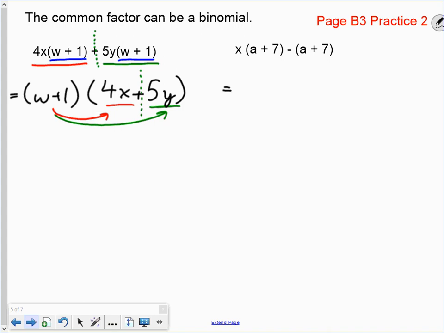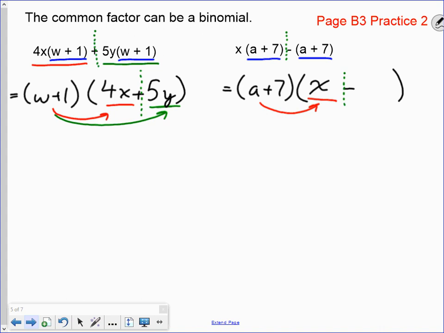Taking a look at the one on the right here, we've got x times a plus 7 minus a plus 7. Again, we've got 2 terms here. Here they're subtracted instead of being added, but we notice that the a plus 7 is common to both of these terms. So we can factor out a plus 7. In the brackets, we're going to have 2 terms, again, because we had 2 terms to start with. Our first term, a plus 7 times what is going to give us x times a plus 7? Well, that's just going to be the x.